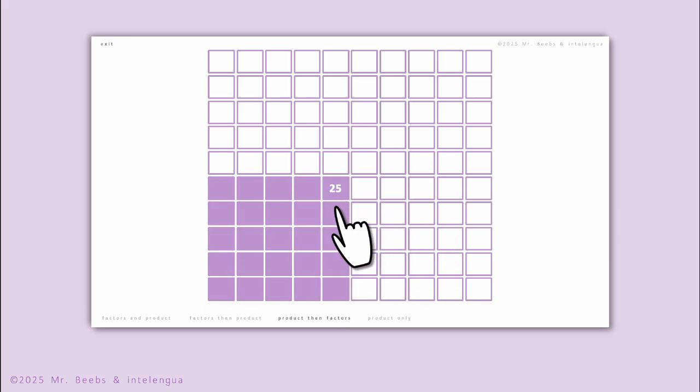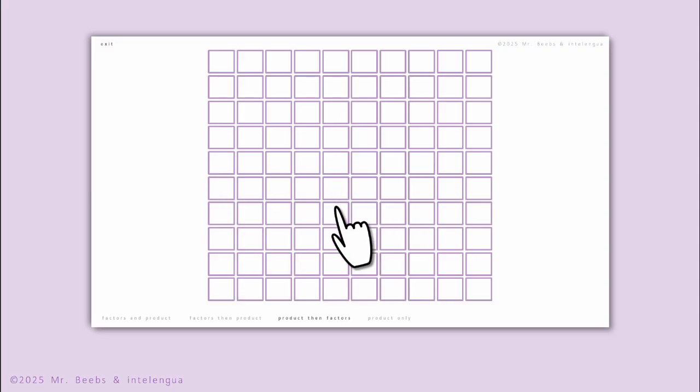The product is 25. What are the factors? Do you know? Use your eyes to look at the whole picture, the filled spaces, and the empty spaces. 5 multiplied by 5, that's another square. 5 squared is 25. Nice! With this option, we saw the product first, which gave us a chance to figure out the factors.